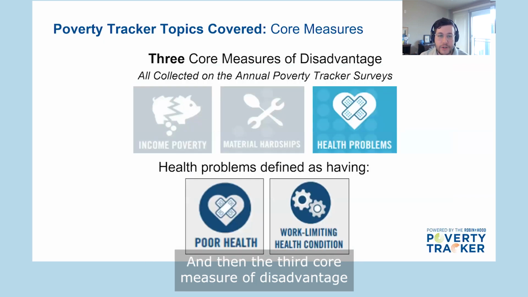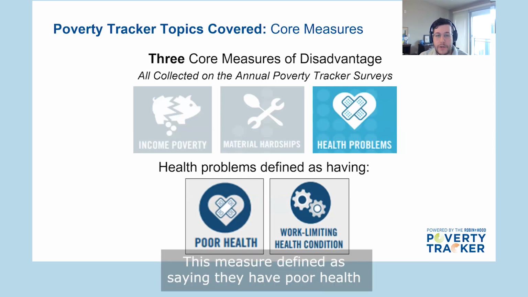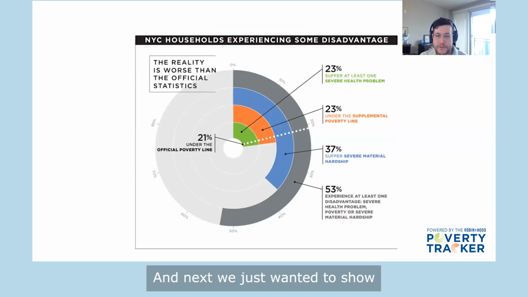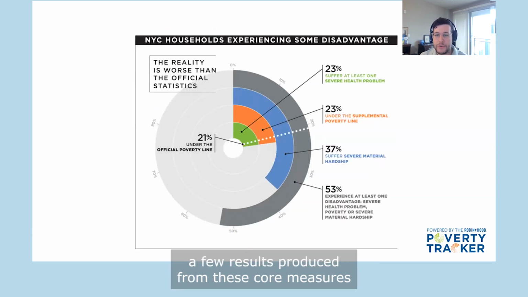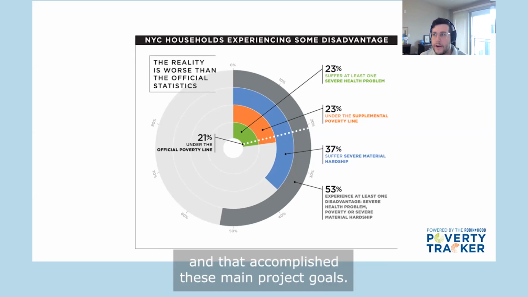And then the third core measure of disadvantage included in the Poverty Tracker is having a significant health problem. This measure is defined as a respondent saying they have poor health or a work-limiting health condition. In these next 2 slides, we just wanted to show a few results produced from these core measures over the years, that accomplished these main goals of the project.